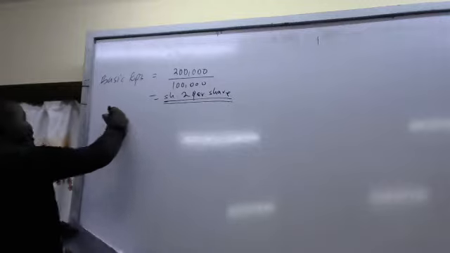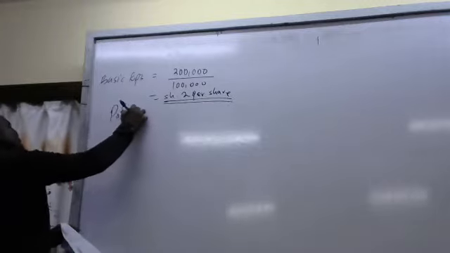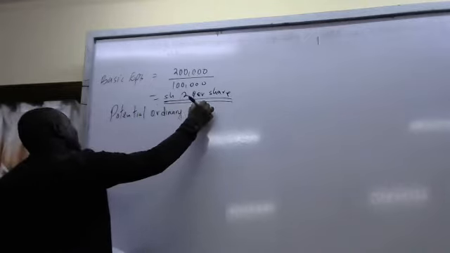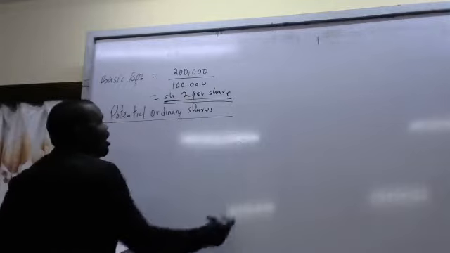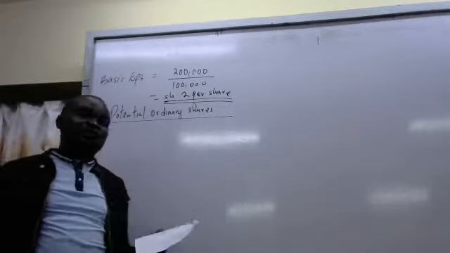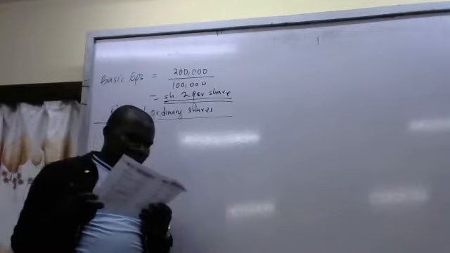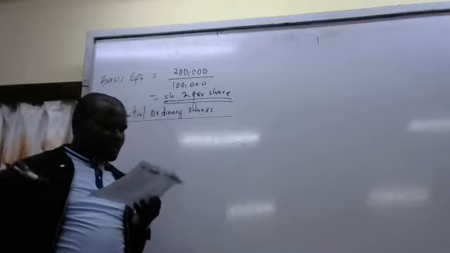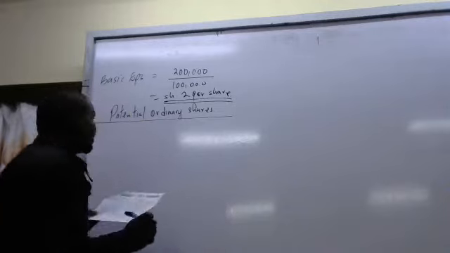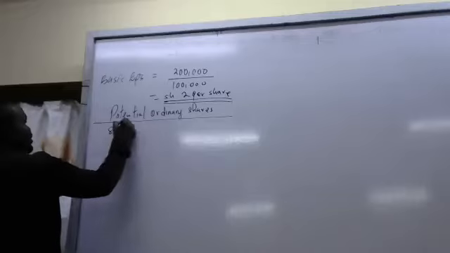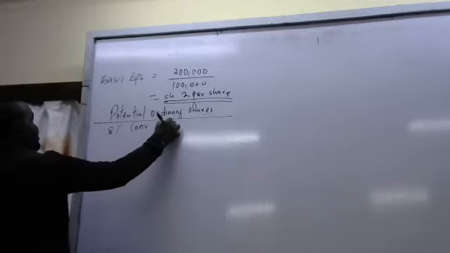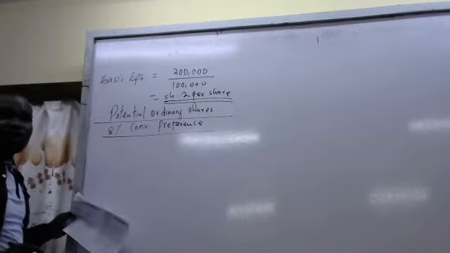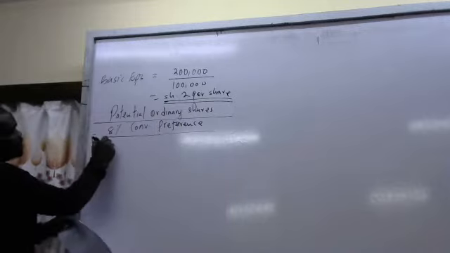So let's identify potential ordinary shares. Let's identify from the top. Number one, check number 2: each preference share is convertible. So 8% convertible preference. You check incremental what?